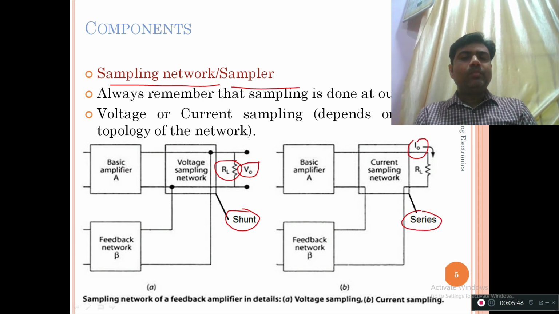Remember the basic concept of voltage and current, or basic theory about voltage and current. Voltage remains the same when it is on the parallel nodes, and current remains the same when it flows across the series loop. So whenever we are taking the samples, what is the meaning of taking the samples?